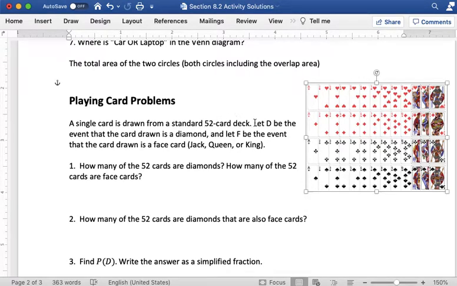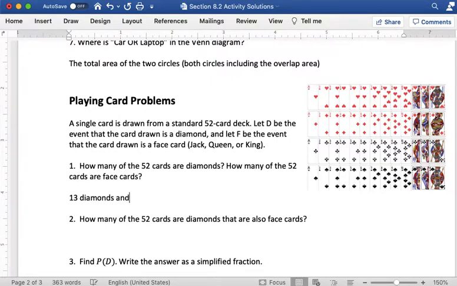So our first question is, how many of the 52 cards are diamonds and how many of the 52 cards are face cards? You can go through and count here, or you can think about the fact that this is 1 through 10, so we have 10 number cards and then 11, 12, 13 total diamonds. And for face cards, we see that we have 3 face cards of each suit. And there are 4 suits, so that's a total of 12 face cards.